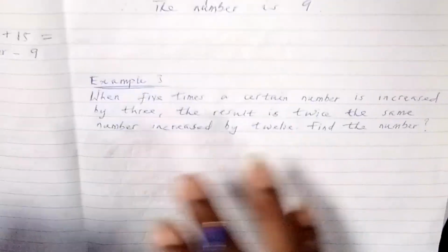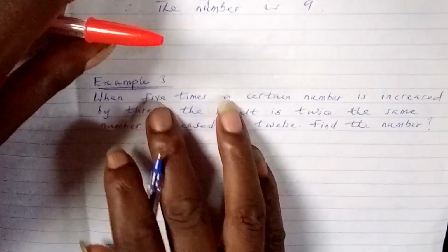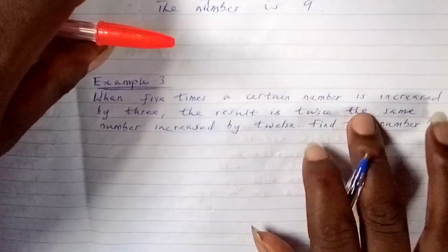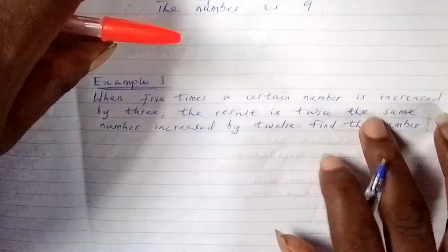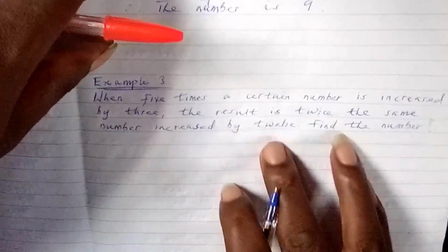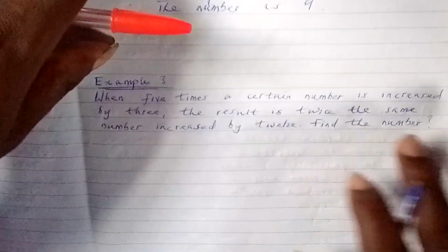Let's quickly dive into example 3. Example 3 is saying, when 5 times a certain number is increased by 3, the result is twice the same number increased by 12. Find the number.